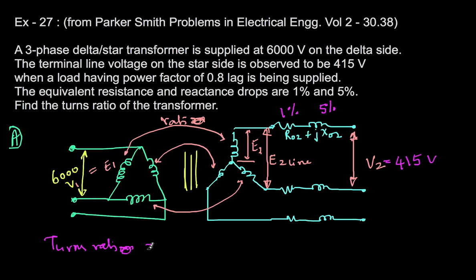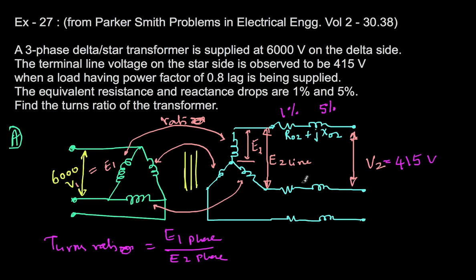Turns ratio here is nothing but E1 phase divided by E2 phase. So E1 phase I already know. Now the job is to find this E2 phase. For that, I have to find the drop here. So what is the drop? Vx and Rx are given, so therefore I can find the drop.